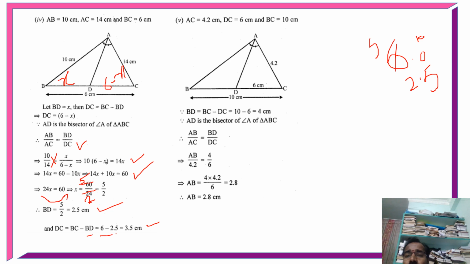Then after 5, 10 minus 5 is 5. 5 minus 2 is 3. So we have 3.5. In a similar manner, by using the angle bisector theorem, we can solve. And the fifth one is also the same.